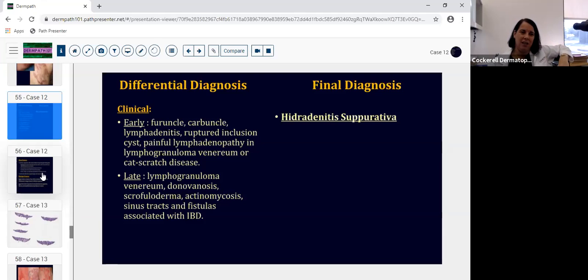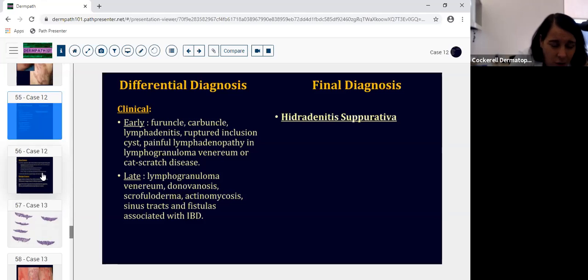You think about cat scratch disease, sure. Typically that occurs in the neck, but you can see it in the armpit nodes. Ruptured inclusion cyst is definitely in the differential for an early lesion. Painful lymphadenopathy and LGV, chlamydia trachomatis: you can see painful lymphadenopathy, but it wouldn't be in the axilla, it would typically be in the groin. So you'd have to think about your location there. And the late stage LGV.